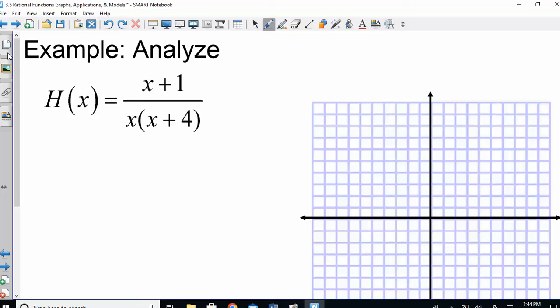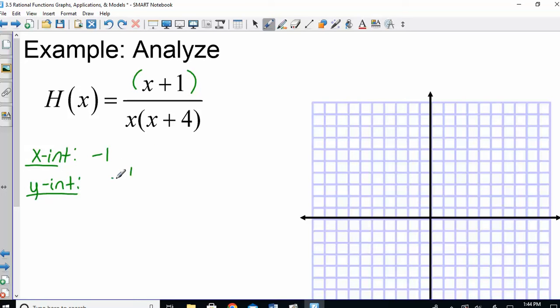First step is factoring. Do I have to do anything there? No, it's already factored. So, does anything cancel? Nope, so I jump straight to intercepts. So x-intercept. What's the fast way to find that? Now, when is the top 0? So that's -1.